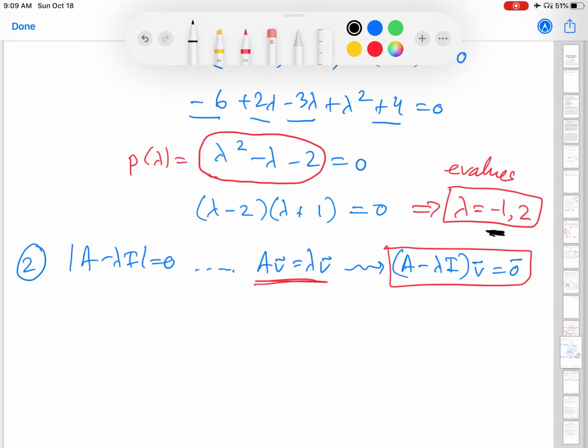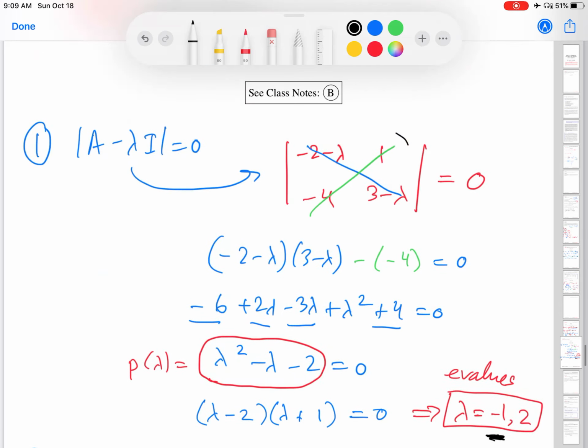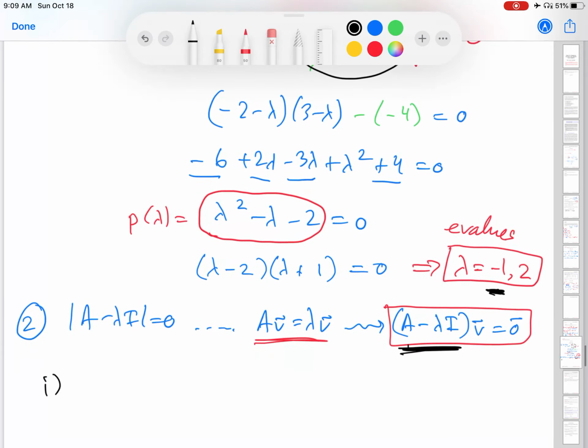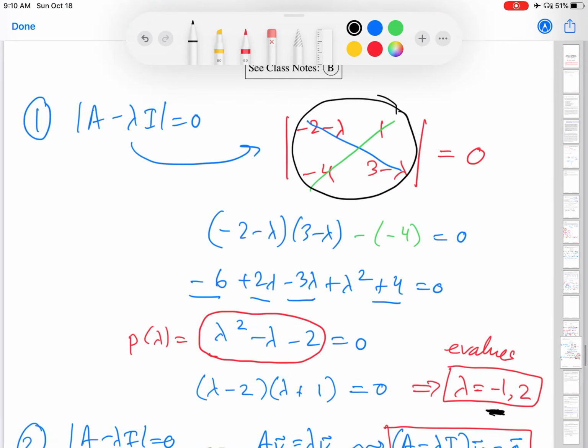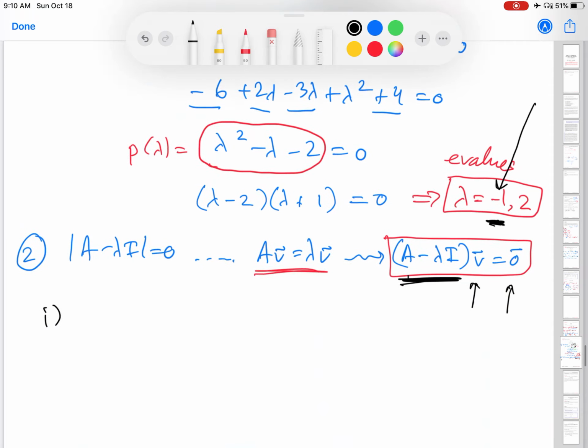I'm now going to substitute the first eigenvalue into this equation and find the eigenvector. Then I'll go back and do the same thing for the other eigenvalue. The first thing to notice again is this is A minus lambda I. It's the same matrix that we found up here, except I'm not taking the determinant. Now it's getting multiplied by v and set equal to 0. So here it is. I'm going to plug in lambda equals -1 here and also here.